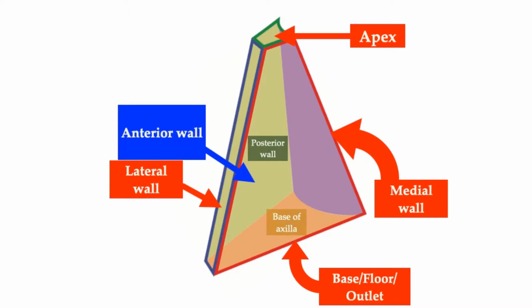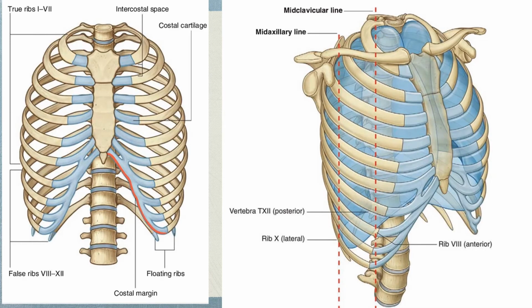Now let us see which are the structures which form the apex, base and different walls of axilla. We will start with the details of apex of axilla first, which acts as a gateway for the upper limb. To understand the boundaries of apex, let us see the rib cage on the screen. On the left side of the screen, you can see a rib cage without pectoral girdle. Pectoral girdle is made up of clavicle and scapula. However, on the right side of the screen, you can see a rib cage with pectoral girdle. So this is clavicle and this is scapula.